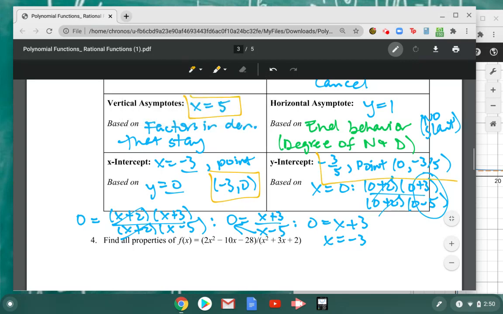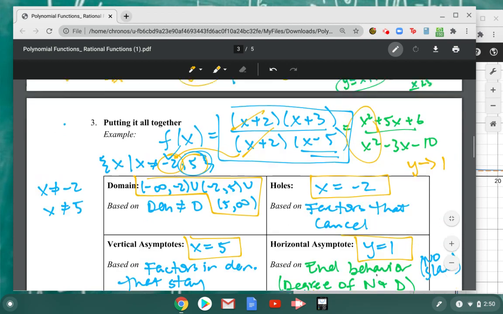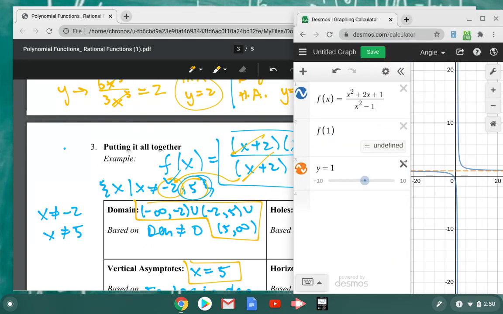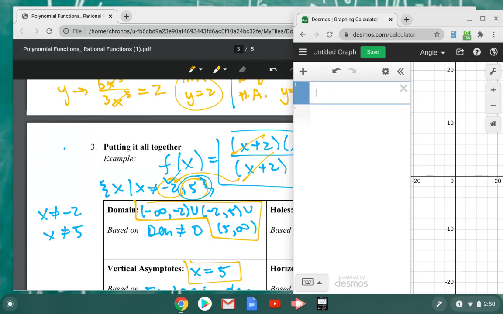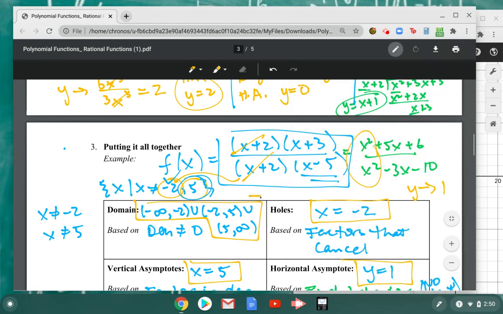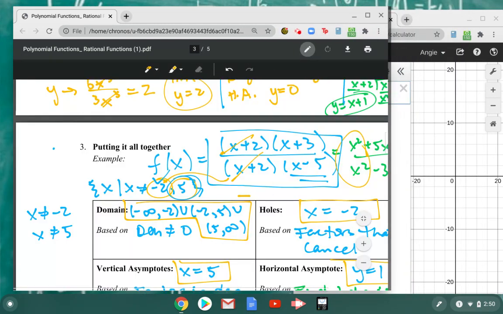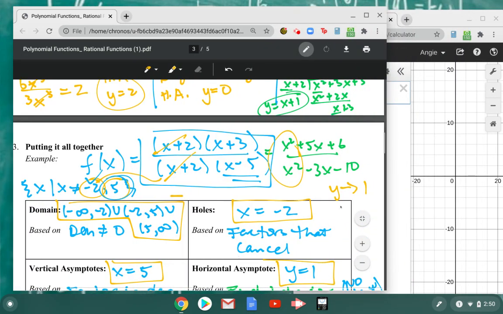How could you check these? It's a lot of work. We have not even looked at the graph. I would actually probably start with the graph instead of getting all of my answers first, but I didn't. So let's go ahead and take a look at the graph here. Since it was given to me in factored form, I'm going to do this one in factored form because I think it's going to be a little better for checking it.